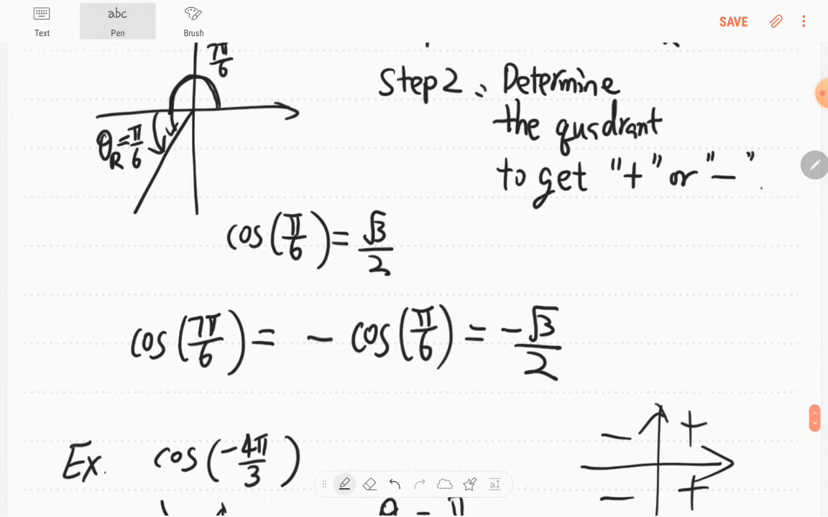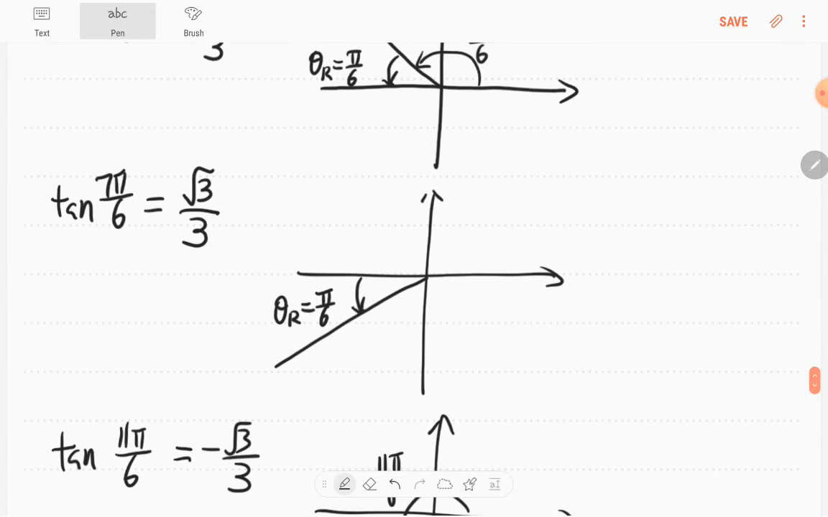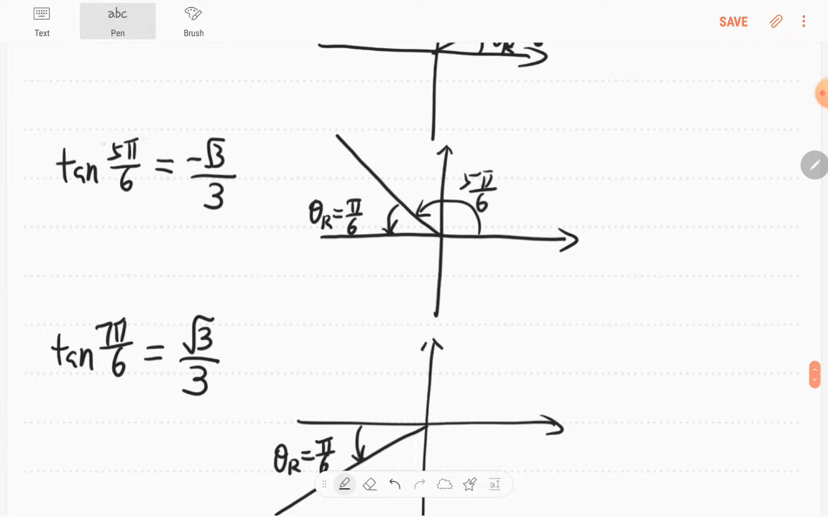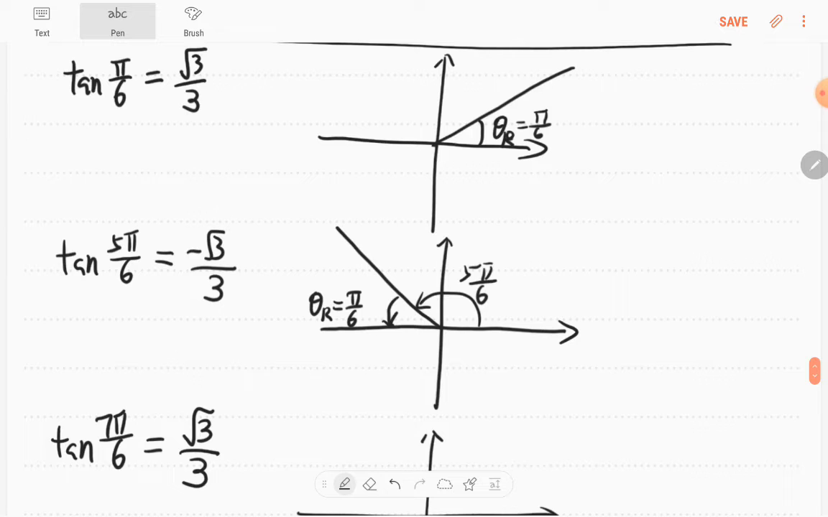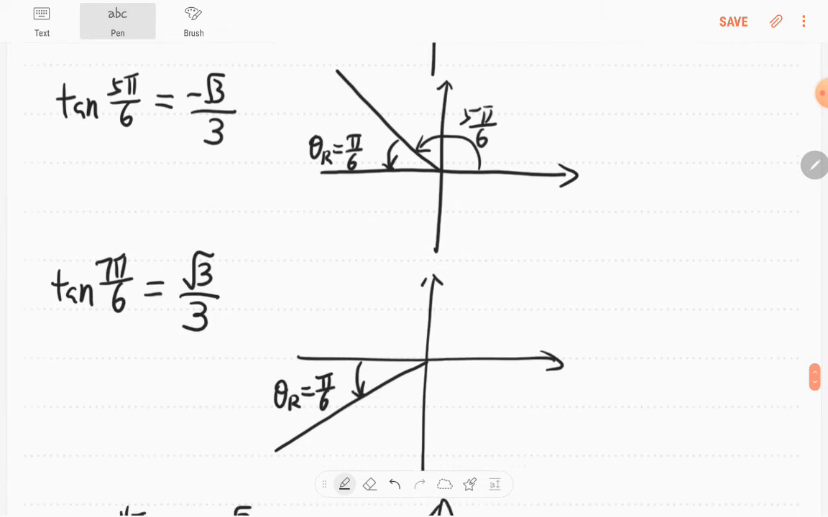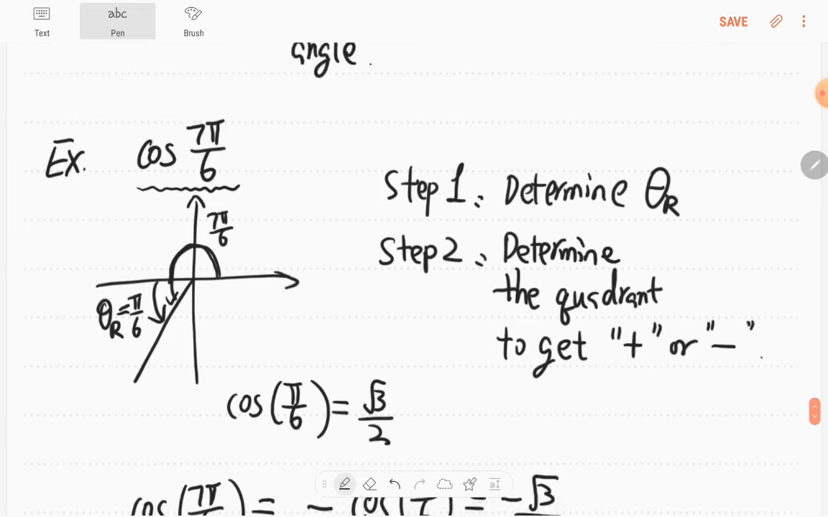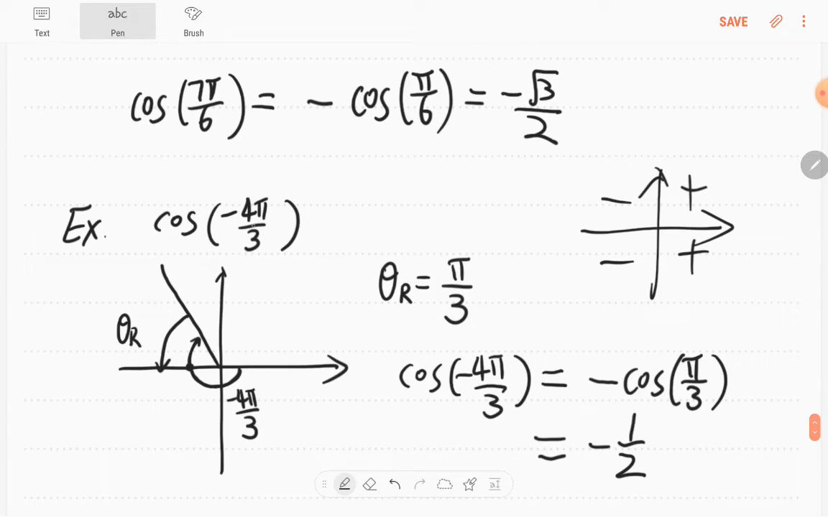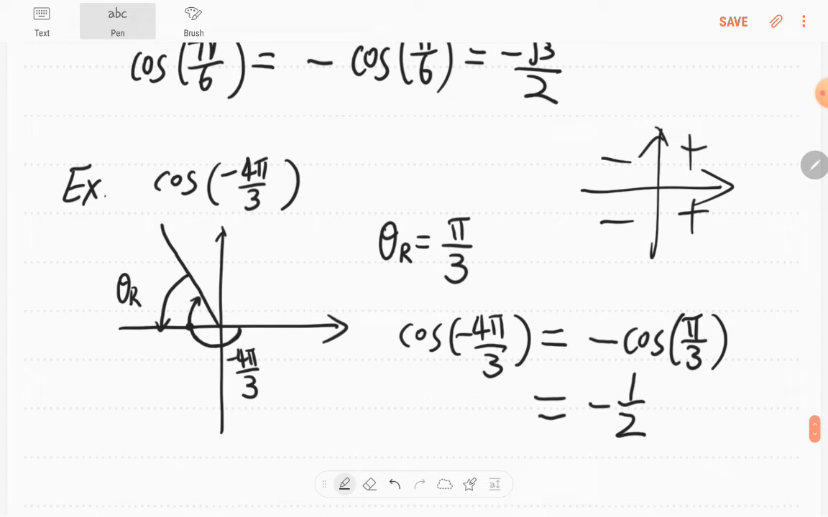So from these several problems, we notice that if the angle in its simplest form has denominator 6, then the reference angle is always pi over 6. If the denominator is 3, the reference angle is always pi over 3. You can imagine if the denominator is 4, then the reference angle is always pi over 4. So this is the general case, and you can get the reference angle quickly.